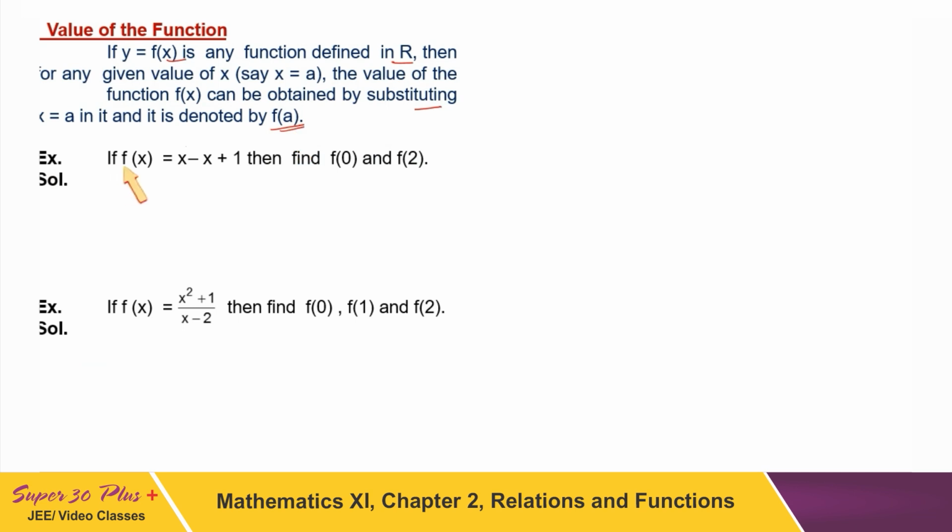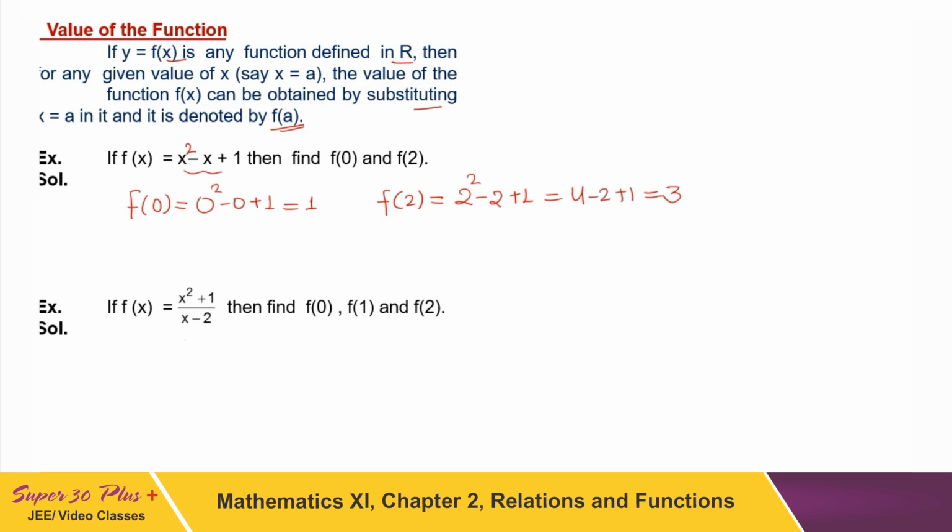If f(x) is equal to x square minus x plus 1, then find f(0) and f(2). What is the value of f(0)? We have to put x equals 0. It is 0 square minus 0 plus 1 equals 1, means f(0) is 1. And what is f(2)? f(2) will be 2 square minus 2 plus 1. Solve it out: 4 minus 2 plus 1 is equal to 3.